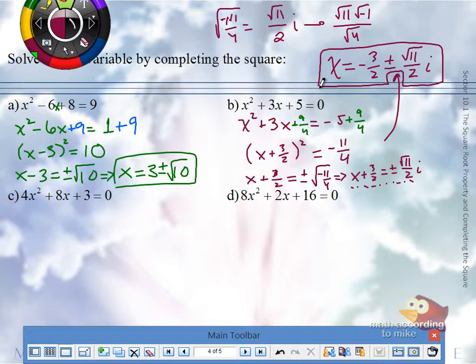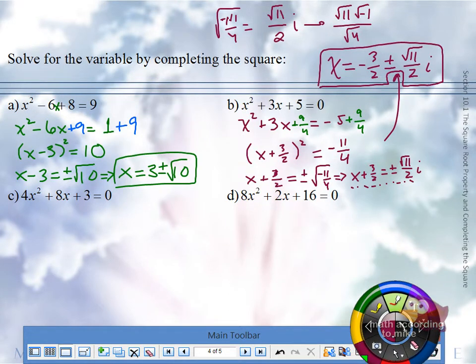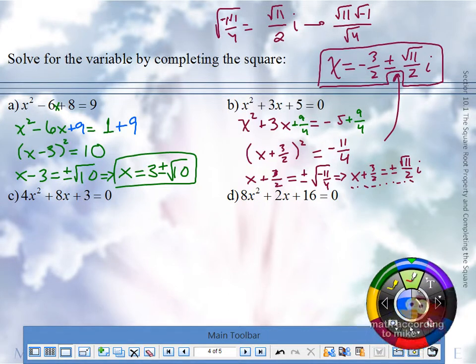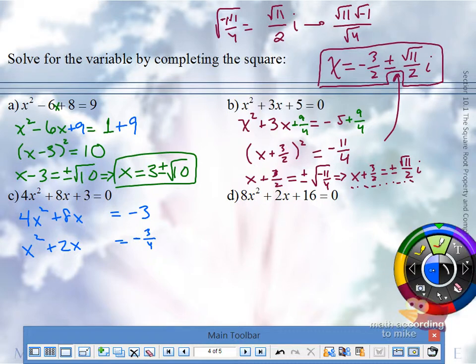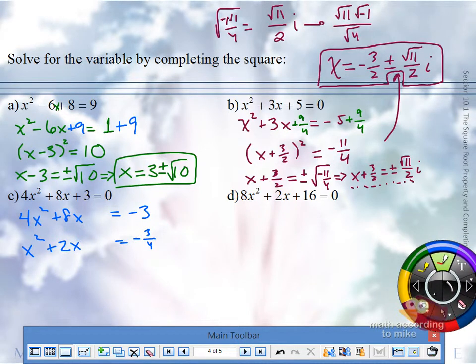All right, C. Prep C for surgery. All right, how do we get this one ready? Yeah, divide by 4, subtract 3. They both have to be done. It does not matter what order you go in. I'm going to subtract 3 first. Then if I divide by 4, I get x squared plus 2x equals negative 3/4. No matter what order you went in, this is what you should end up with. We're not done, but that's getting it ready for completing the square.